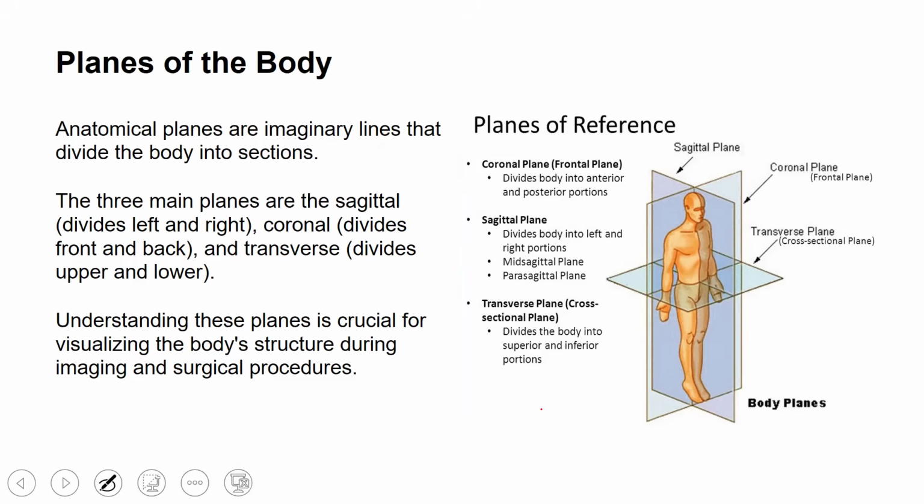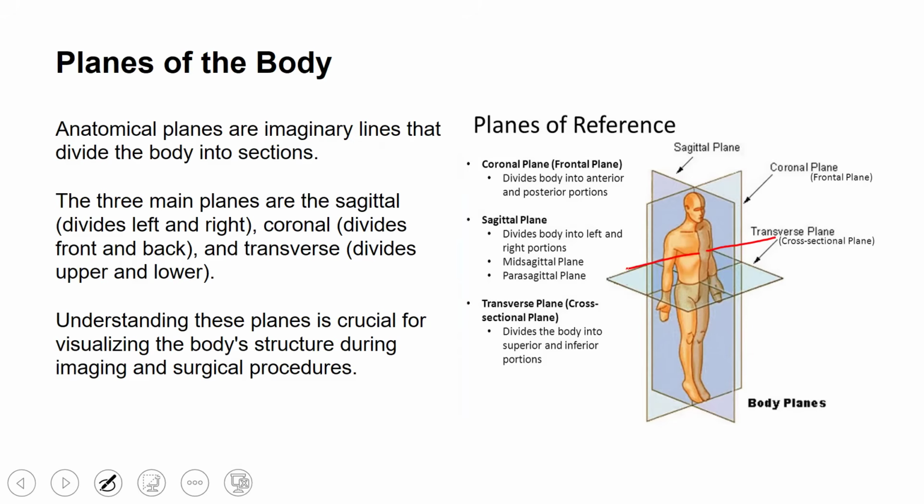So when we say sagittal, it is a term that divides the body into left and right positions. And that is what we call sagittal. For example, this is the sagittal plane. It divides the body into left and right. And then the next one is coronal.